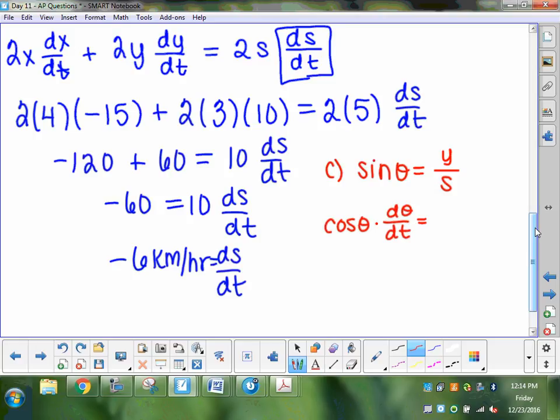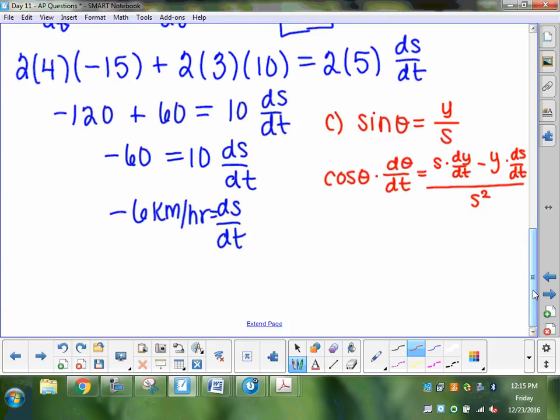What's that? Quotient rule. So it's low d high, so s times, what's this, dy dt? Low d high minus high d low, which would be what? y times ds dt, all over s squared. Now let's go through and solve this out and plug in what we can.